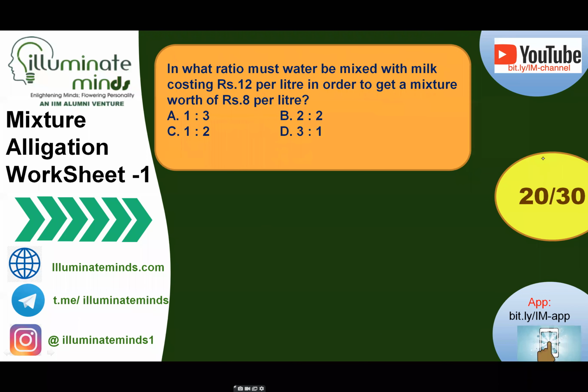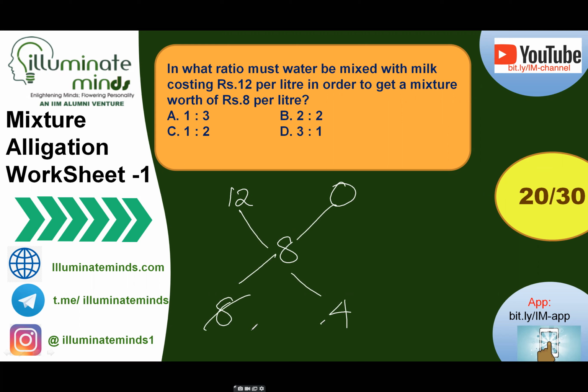Next one, question number 20. In what ratio must water be mixed with milk costing rupees 12 per liter in order to get a mixture worth rupees 8 per liter? Milk costing rupees 12 per liter, water cost is 0. I need to reach the price 8. So 8 minus 0 is 8. 12 minus 8 is 4. 2 is to 1. So that's it. 2 is to 1. In what ratio must water be added with milk?